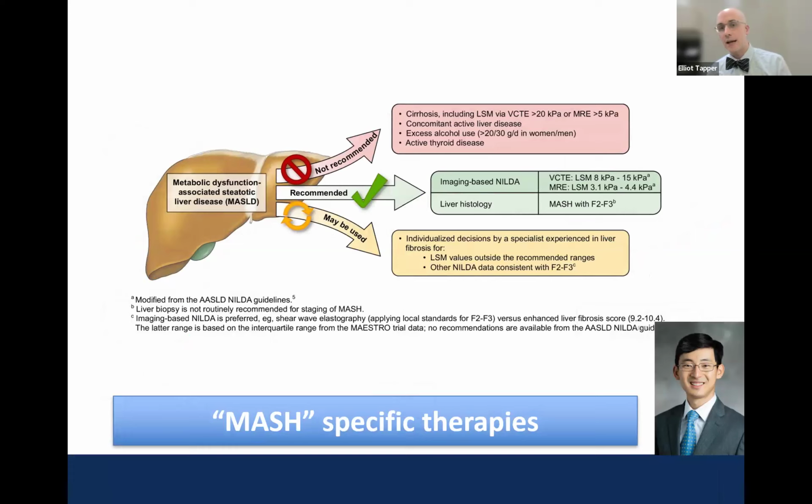These are guidelines for how to follow the patient or choose the initiation of the therapy, published in Gastroenterology and led by my colleague, Dr. Vincent Chen, director of the MASH clinic here at the University of Michigan. So if the patient has very high liver stiffness, greater than 20, or MRE greater than 5, it's not recommended that you start.